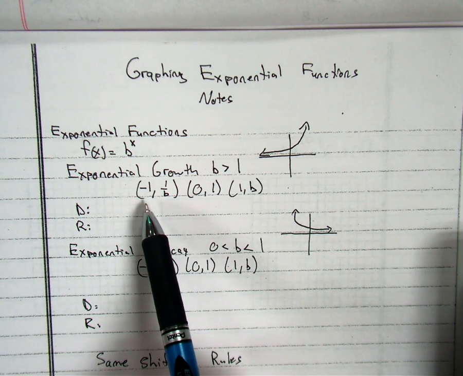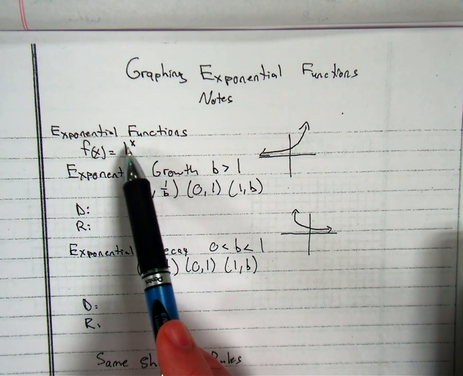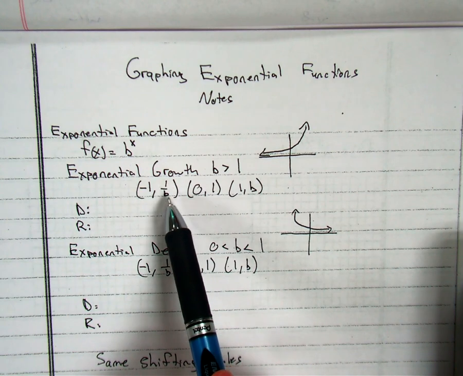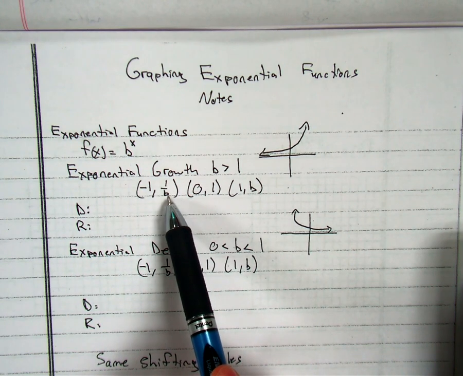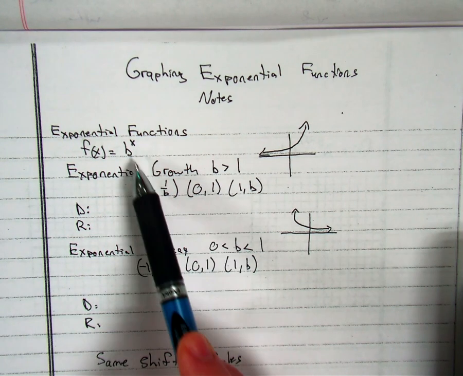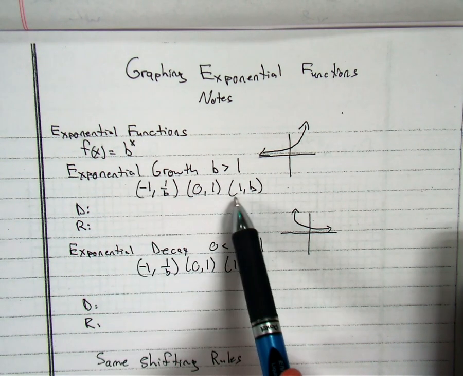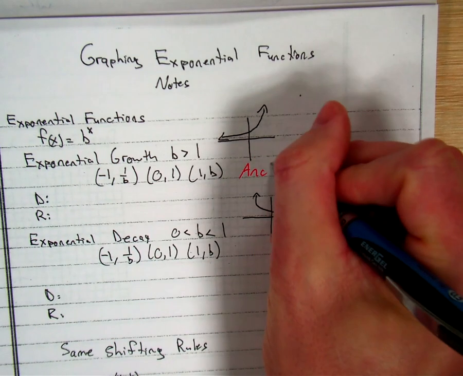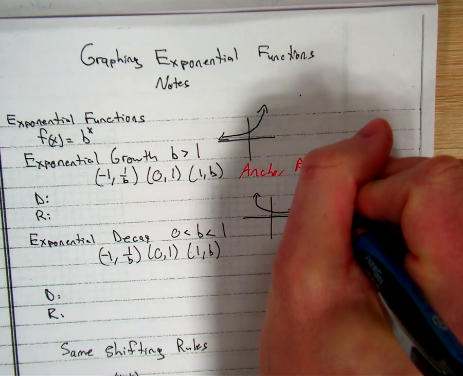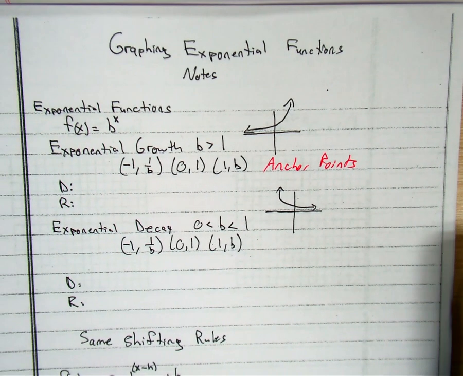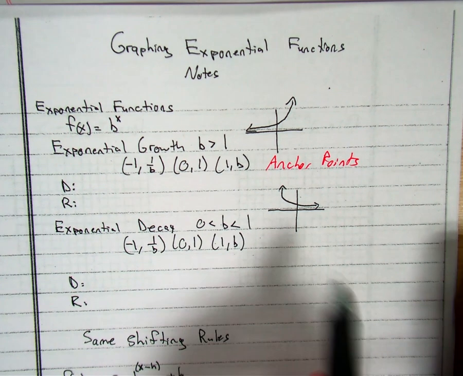For x is negative 1, negative exponents just flip the base, so it'll be 1 over your base number to the first power. Anything to the 0 power is always 1, and anything to the first power is itself. So those are going to be our 3 anchor points, the 3 main points that we're looking for as we go through this lesson. You can add more if you need to.